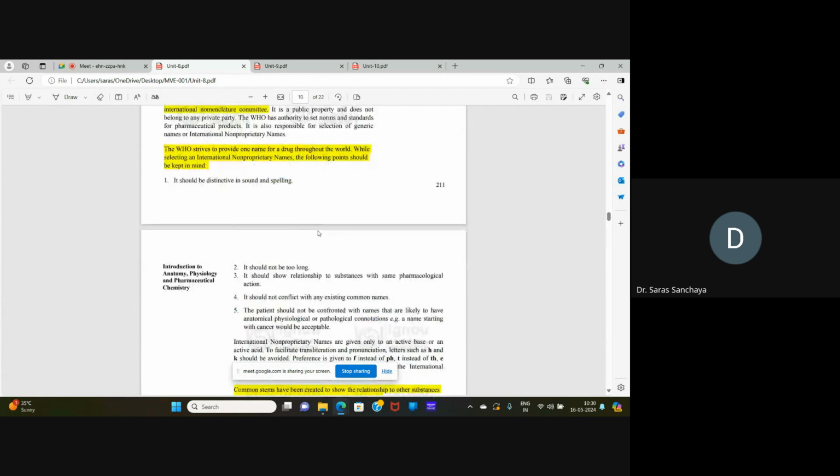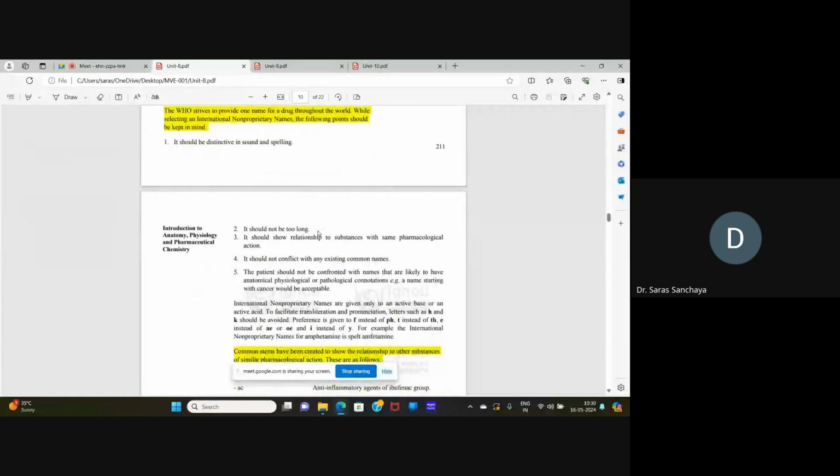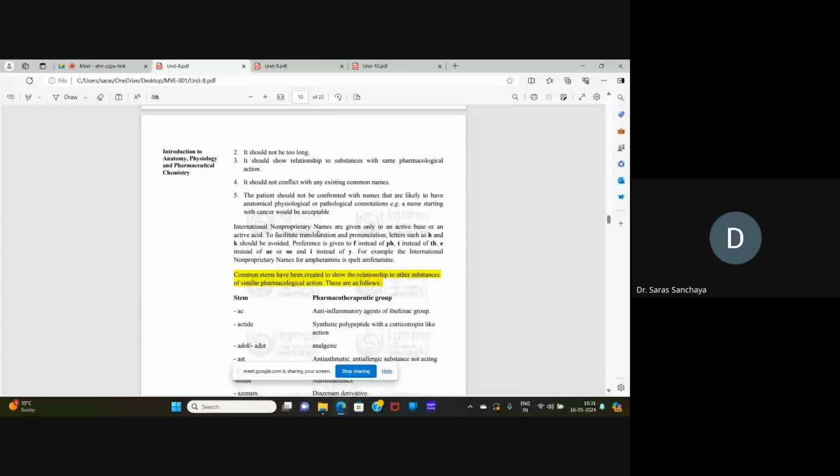It should be distinctive in sound and spelling. It should not be similar to any other drug. It should not be too long. It should show relationship to substances with same pharmacological action. It should not conflict with any existing common names, and the patient should not be confronted with names that are likely to have anatomical, physiological, or pathological connotations. Example, a name starting with cancer would be acceptable.